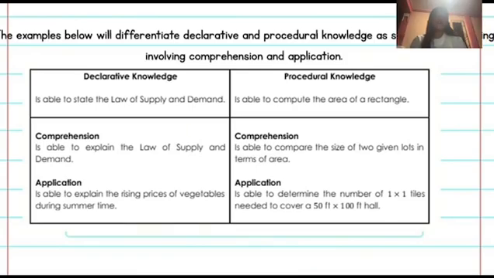Is able to compute the area of a rectangle. From the word procedural, these are procedures to follow. So for the comprehension, is able to compare the sizes of two given lots in terms of the areas. In application, is able to determine the number of 1x1 tiles needed to cover the 50 feet by 100 feet hall. So that is application. Procedures to follow to determine it.